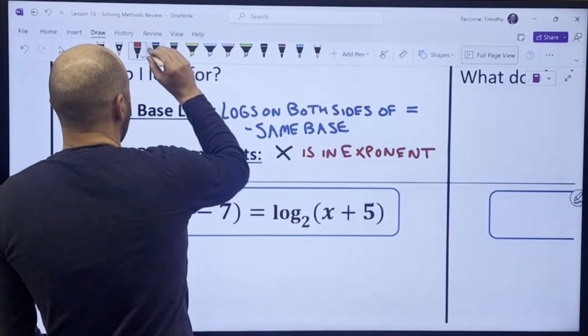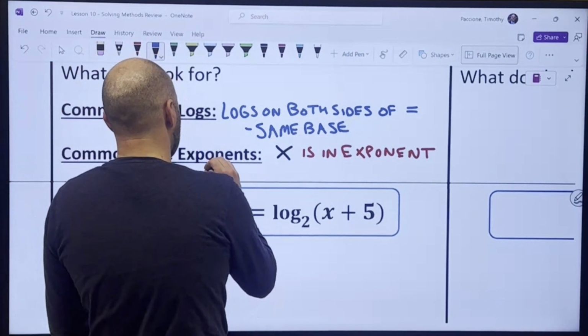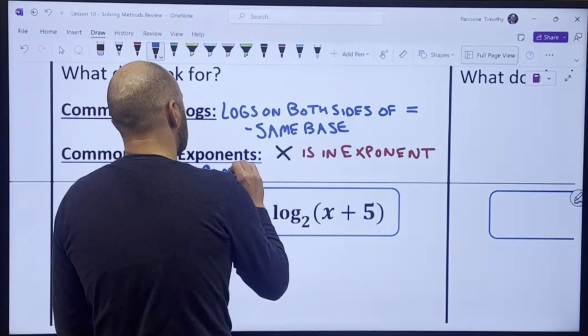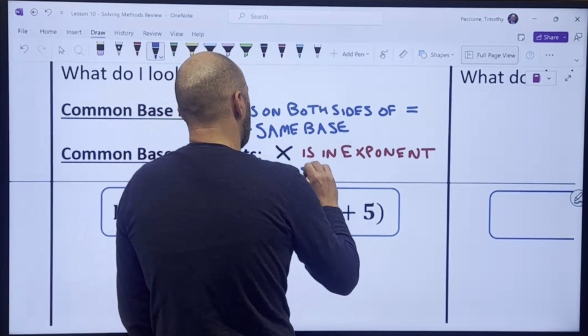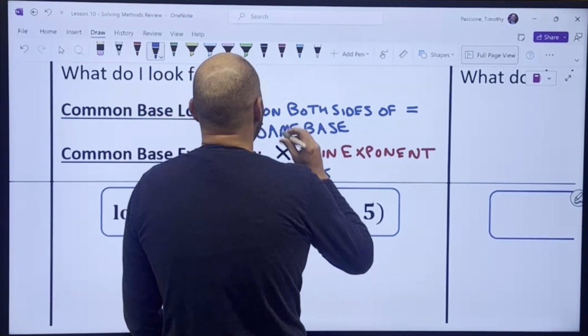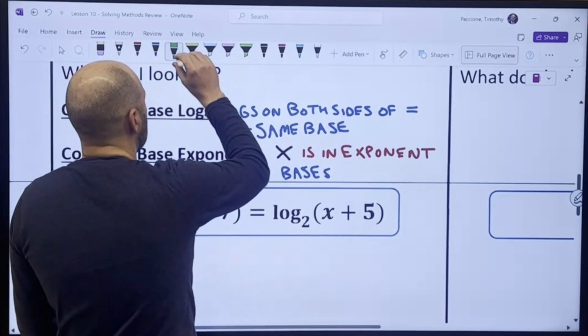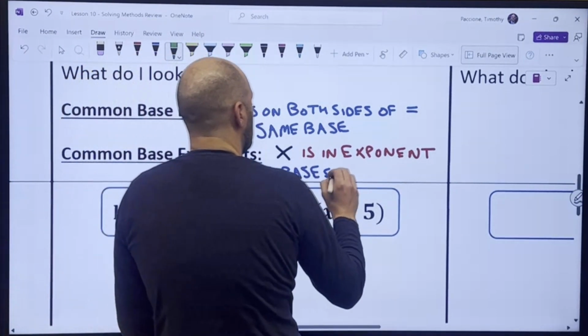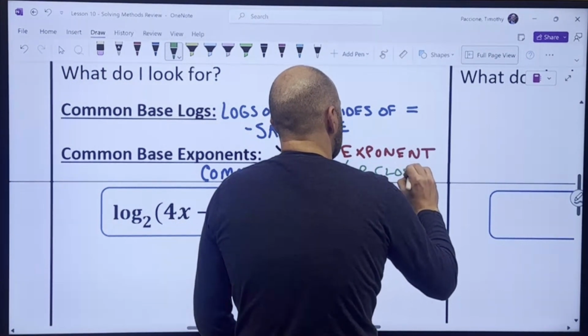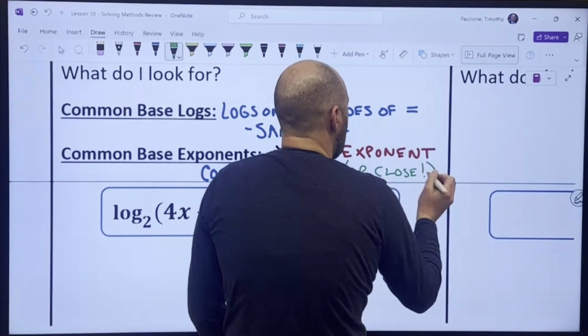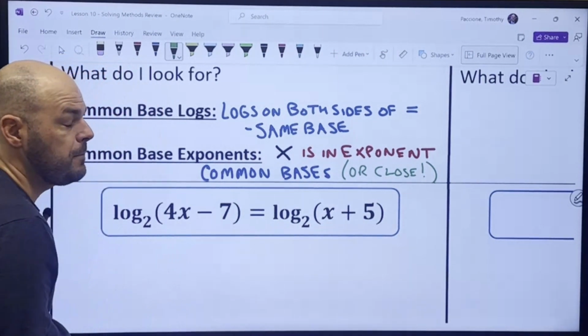And we also need to have common bases, common meaning the same, and I'm going to add a little piece here, or close.